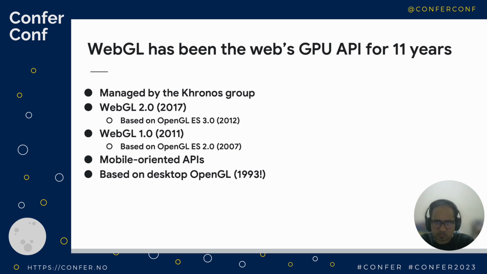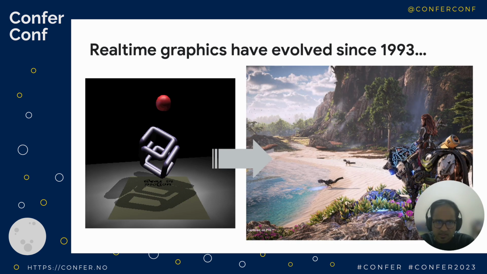WebGL has been the web's GPU API for over a decade now, and the API it's based on is significantly older than that. OpenGL itself was released nearly 30 years ago, and it is showing its age. Real-time graphics have evolved in these 30 years, just a tiny little bit. By the way, the hardware needed to produce the image on the right cost almost $2,000 to $50,000 in 1993. The hardware needed to produce the image on the right now is roughly $500 if you buy from your local Target, and even less if you shop for bargains on Black Friday.